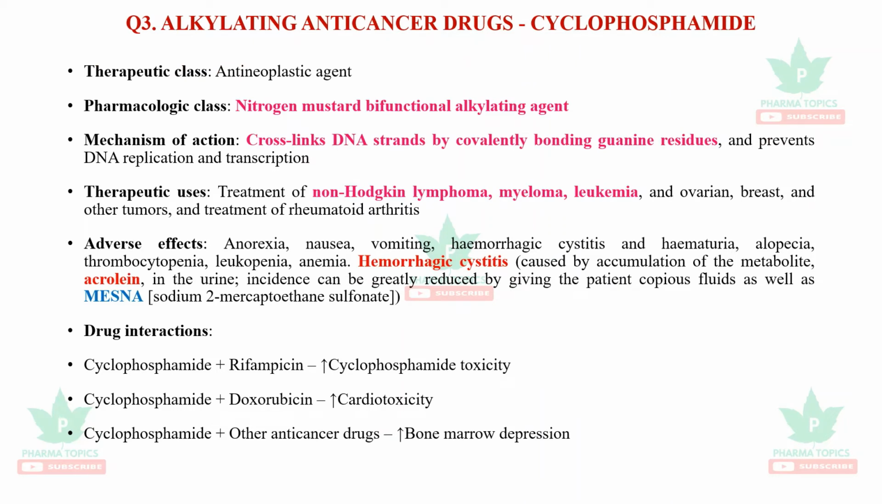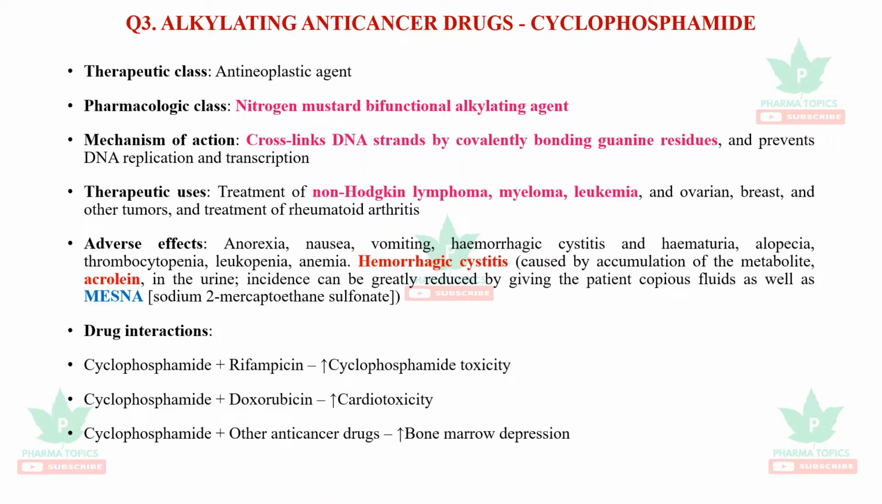Question number 3 is a short note on cyclophosphamide. It's a nitrogen mustard bifunctional alkylating agent. It cross-links the DNA strands by bonding with guanine residues in the cancerous cells. It's used in treatment of non-Hodgkin's lymphoma, myeloma, leukemia, ovarian, breast and other tumors, and it is also used in treatment of rheumatoid arthritis. The adverse effects: anorexia, nausea, vomiting and bladder toxicity, that is hemorrhagic cystitis.